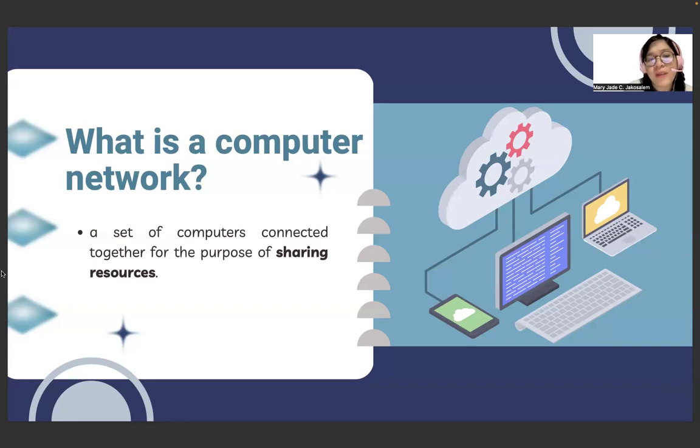So of course, from the sentence itself, set of computers, a network is composed of more than one computer. You cannot have a network if there's only one computer. So a set of computers, more than one, connected together, and its main purpose is sharing resources. Just like this one, a laptop, a tablet, a PC, they're all in the same network and they are sharing resources.